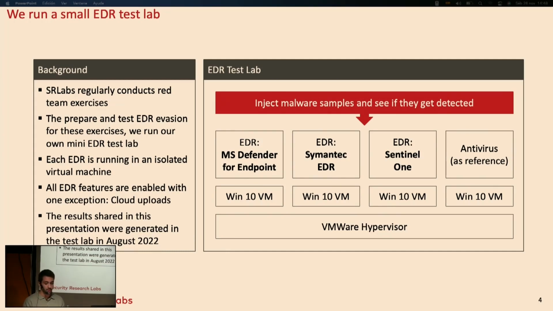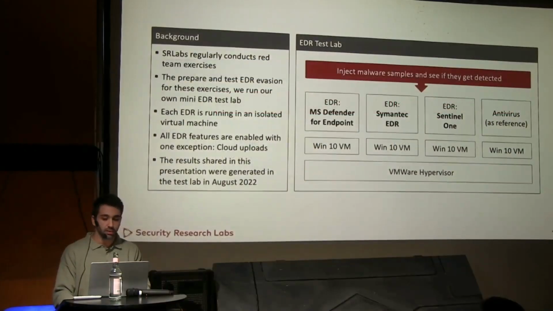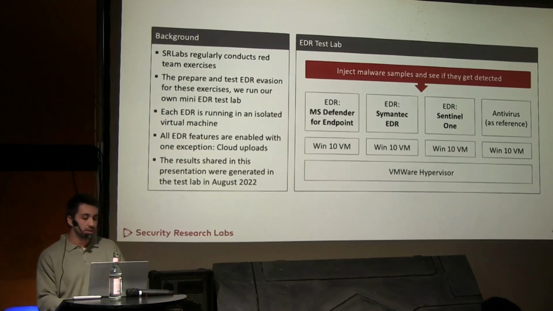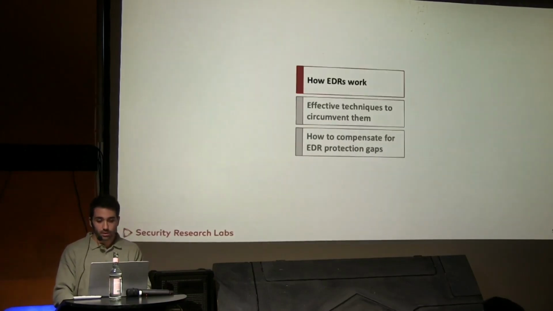We have 3 EDRs, Defender for Endpoint, which is basically the enhanced Microsoft Defender, Symantec EDR, which is an EDR from the Symantec vendor, and SentinelOne, which is basically the EDR from SentinelOne, one of the first EDRs that were available. And also an antivirus reference, but we are not going to mention which one. The results of this test lab were obtained in August 2022, but they are still pretty relevant because they are mostly the same.